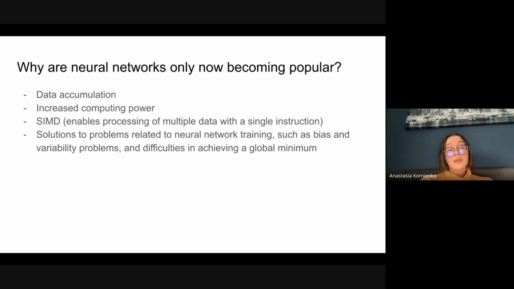SIMD was added to GPUs and CPUs. It enables processing of multiple data with a single instruction. So now it's easier for computers to perform operations with matrices and vectors. And the last one is that new solutions were created to problems related to neural network training, such as bias and variance problems, and other difficulties in achieving a global minimum.